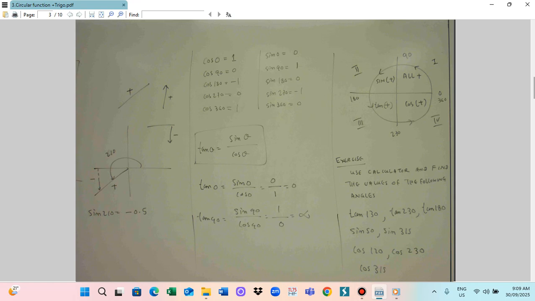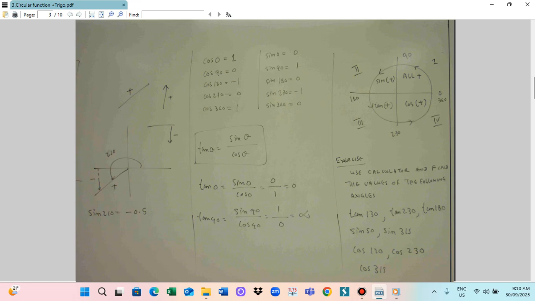Quadrant 1, quadrant 2, quadrant 3, and quadrant 4. Quadrant 1 is all positive. Quadrant 2 is sine positive. Quadrant 3 is tangent positive. Quadrant 1 means 0 to 90 degrees, all angles between 0 and 90 degrees are positive. For any angle between 90 to 180, only sine will be positive and others will be negative. Similarly, for any angle between 180 to 270, only tangent will be positive, and others will be negative.